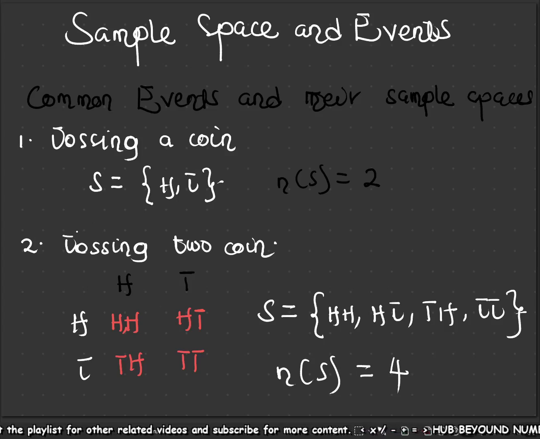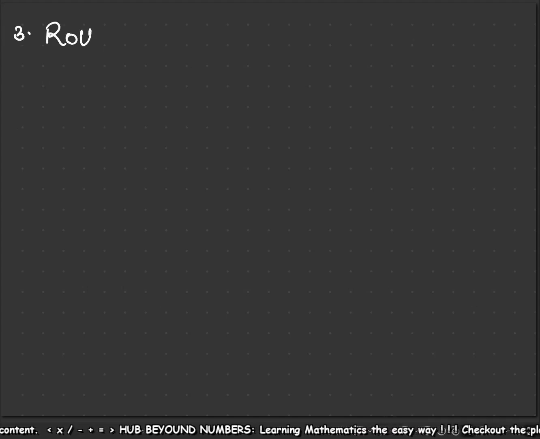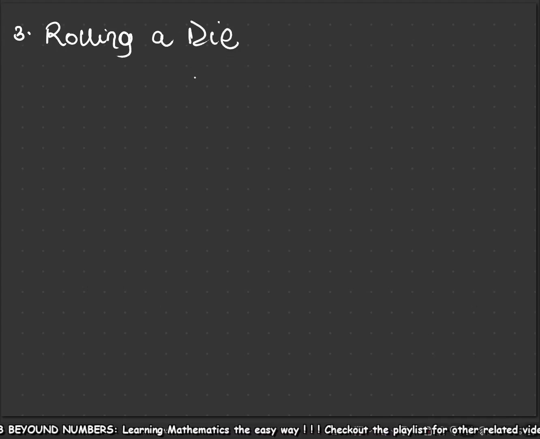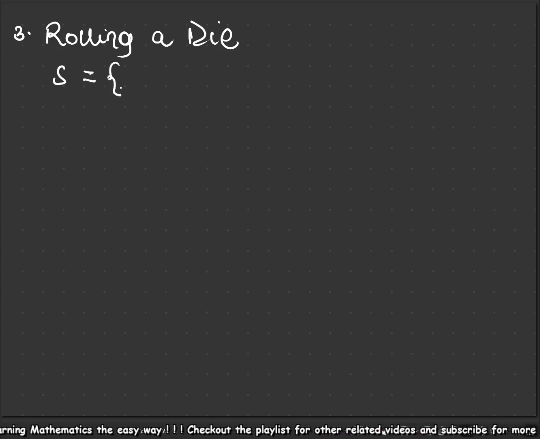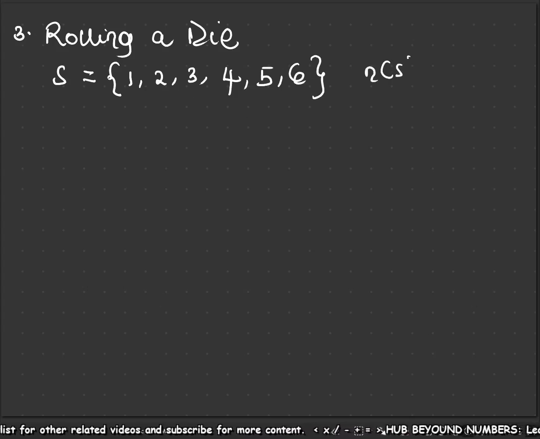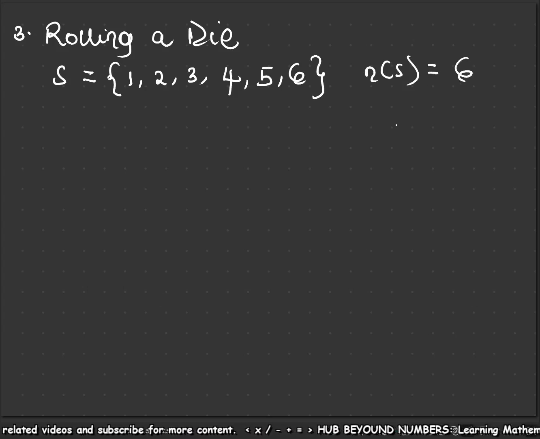Okay. Now let's look at rolling a die. What is the sample space when we want to roll a die? So our third event is rolling a die. When it comes to rolling a die, its sample space is what? We know the faces of a die, and they are 1, 2, 3, 4, 5, and 6. And hence, the number of elements, or the cardinality, is 6. That makes sense, right?